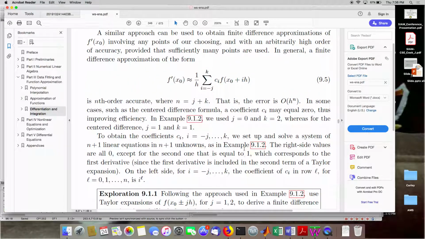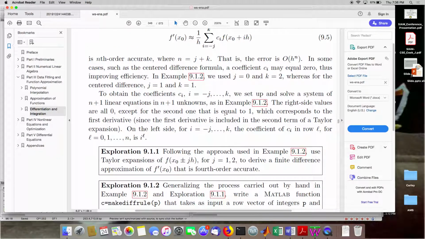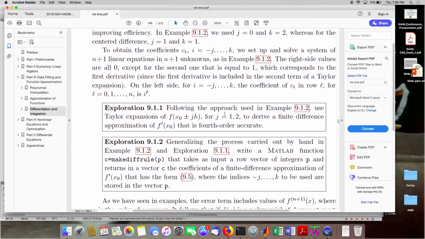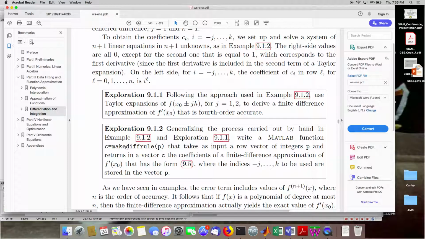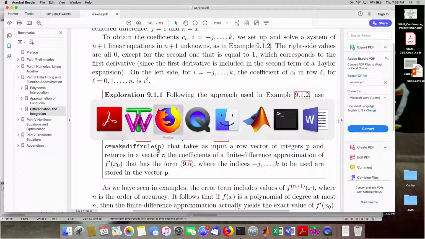And here in the text I discuss how to do this more generally, and that leads to this problem, which I did not assign. So I'm going to show you this function, make diff rule. Oh, you can use that in 721, Sarah. So I can post it because I didn't assign it. So what does this function do?